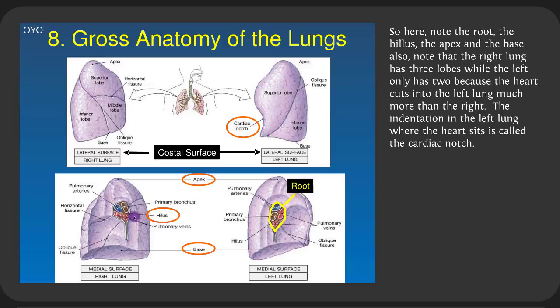I guess here's where it's labeled. Note that the right lung has 3 lobes, while the left lung only has 2 lobes. The indentation in the left lung where the heart sits is called the cardiac notch, and since the heart takes up part of the left lung, that's why the left lung only has 2 lobes.